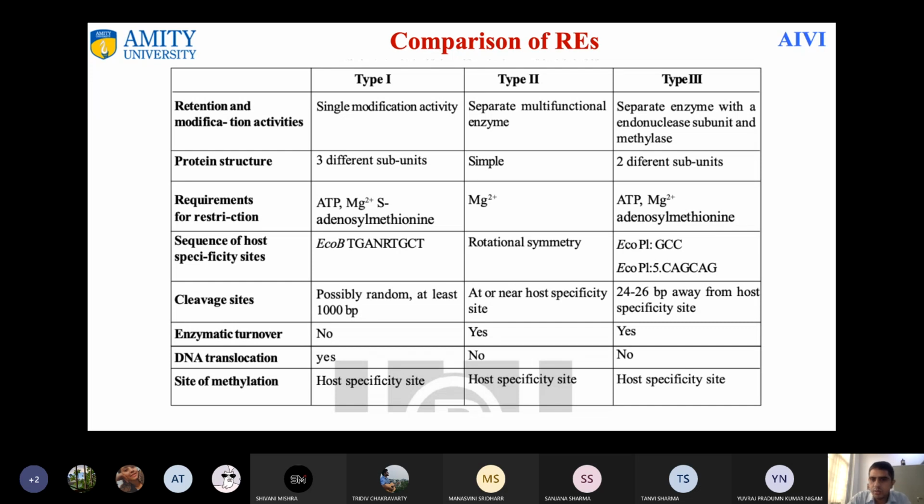Turnover you can calculate for type 2 and type 3. DNA translocation: type 1 is helping in the translocation. What is helping the translocation? Because it is producing a cut at very large distances, so translocation is there. Whereas type 2 and type 3 have no DNA translocation. Site of methylation, host specificity site. In all cases the site of methylation is host specific. So depending upon what type of enzyme you are getting from the host, it is going to produce the methylation.